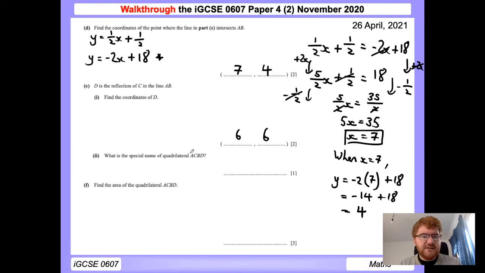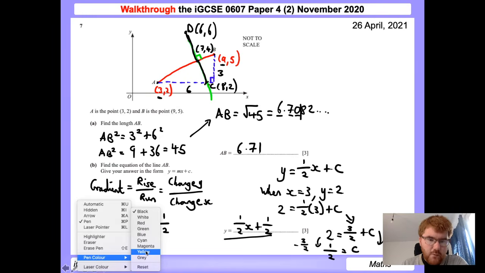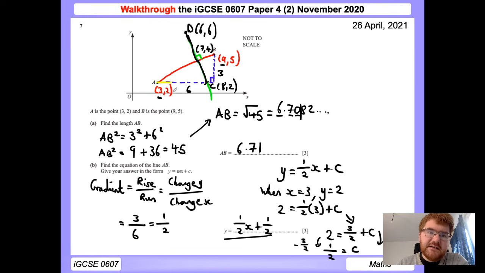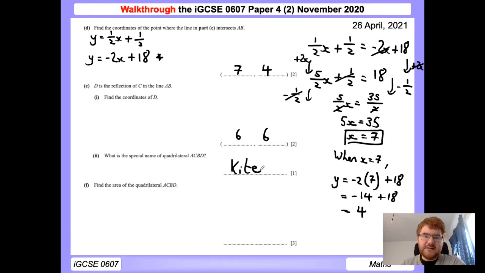Okay, and now we need to know the special name of quadrilateral ACBD. Let me use a different colour so we can see exactly what shape they want. So A to C, this. Now, the better you make your drawing, the easier it is to see what shape this is. I think I've done a pretty decent job of this. I think we can see that this is a kite, because this distance is the same as this distance. That's one of the definitions of it being a kite. So we just write in the correct mathematical word, which is like so.